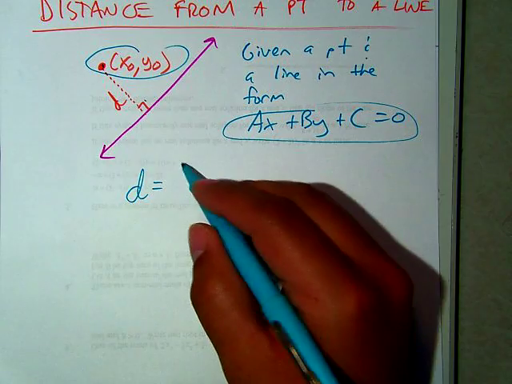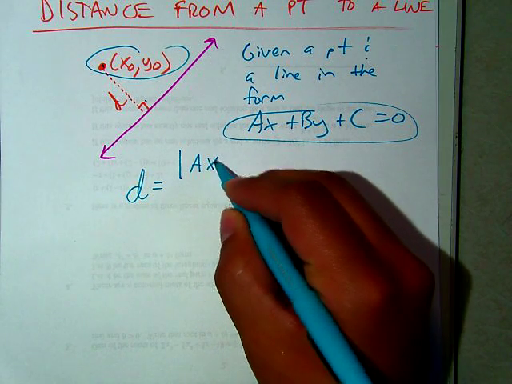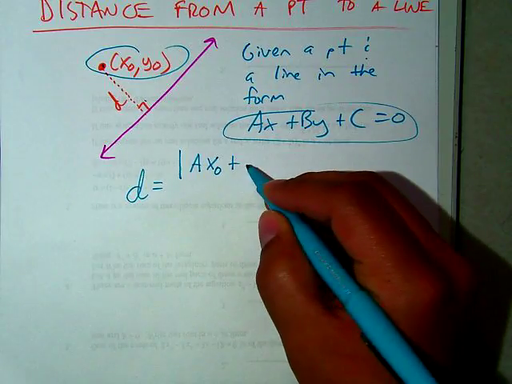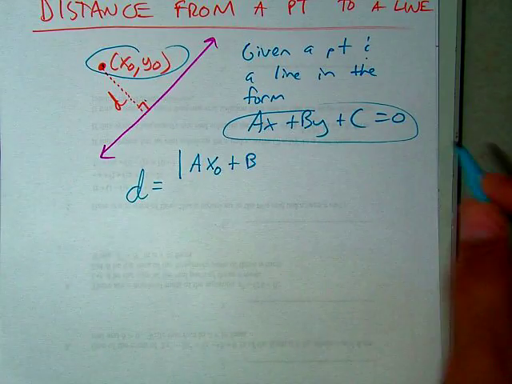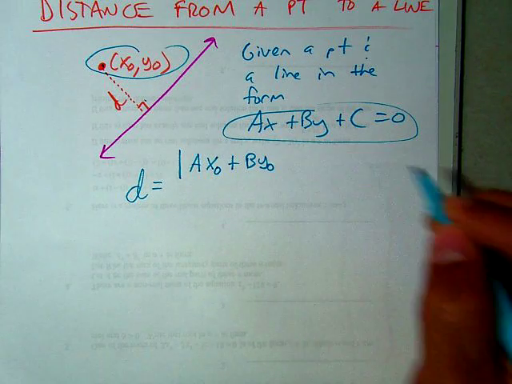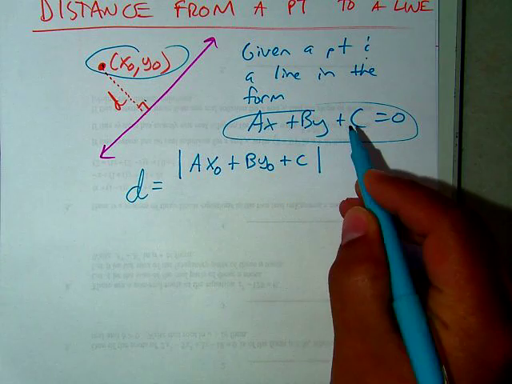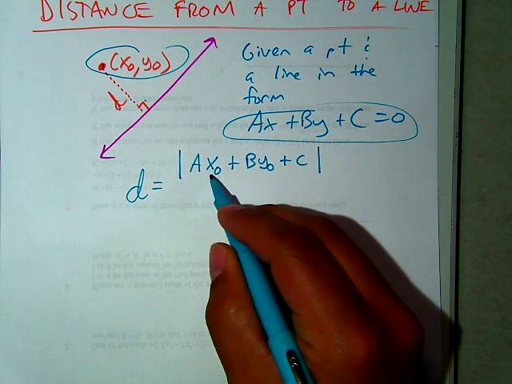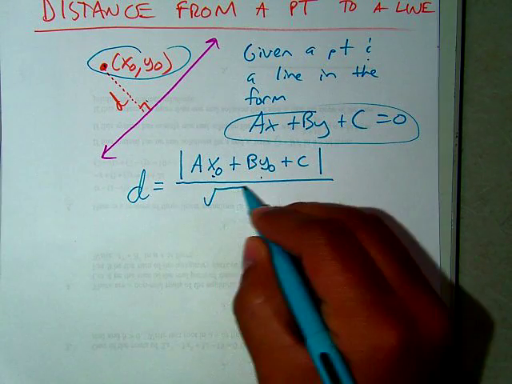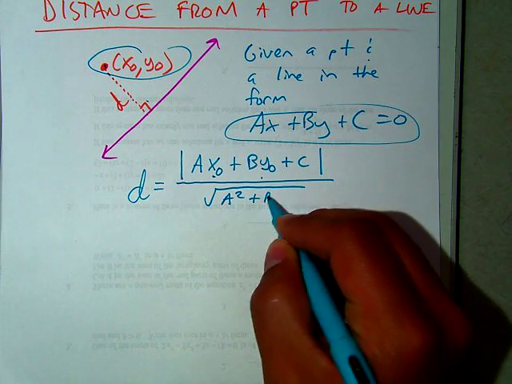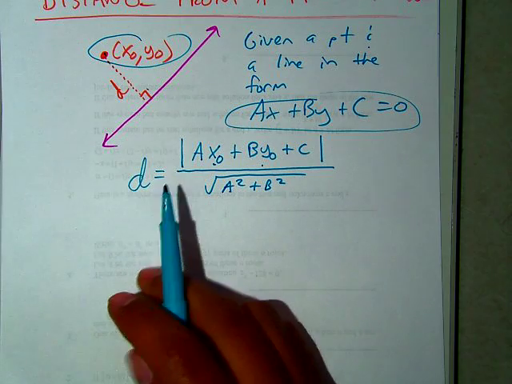As long as we have this point and the line in this format, then the distance from this point to this line is the absolute value of a times the x-coordinate plus b times the y-coordinate plus c. It actually looks exactly like the equation of the line, right? The only difference is you're plugging in the x and y coordinate of the point. And then you're going to divide by the square root of a squared plus b squared. So this nifty little formula will help us find this distance pretty quickly.